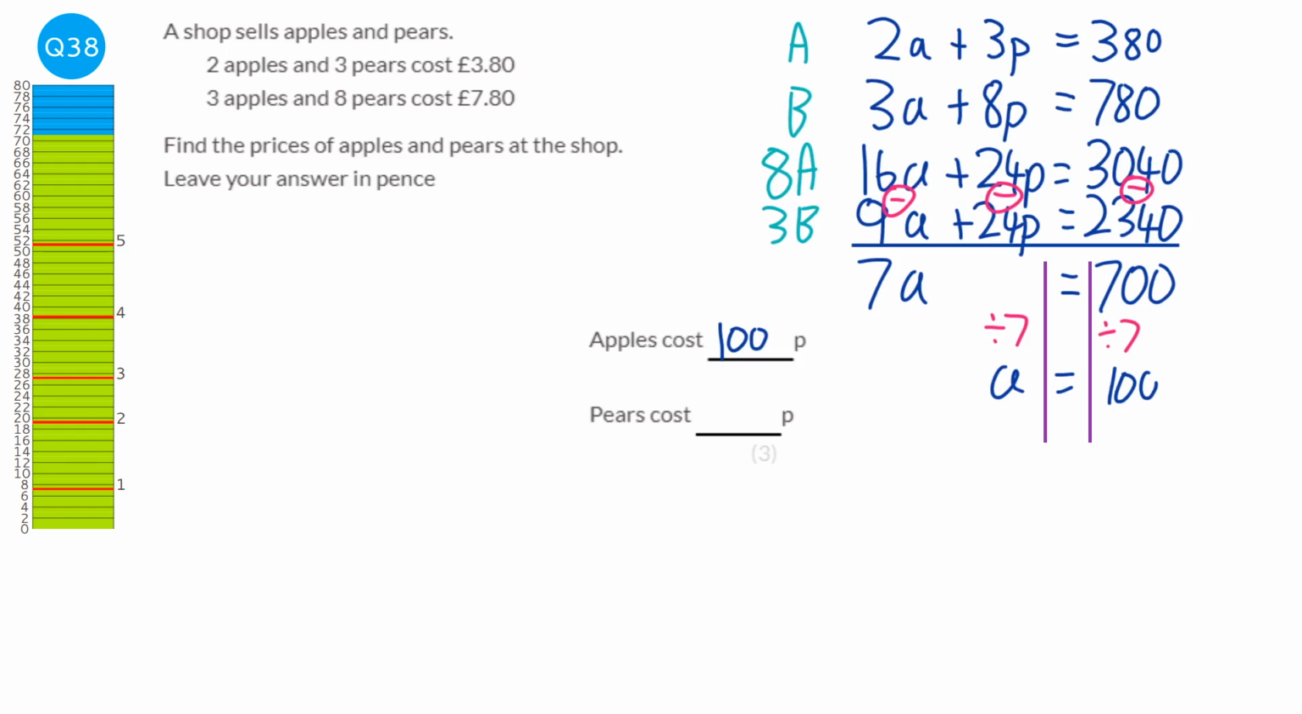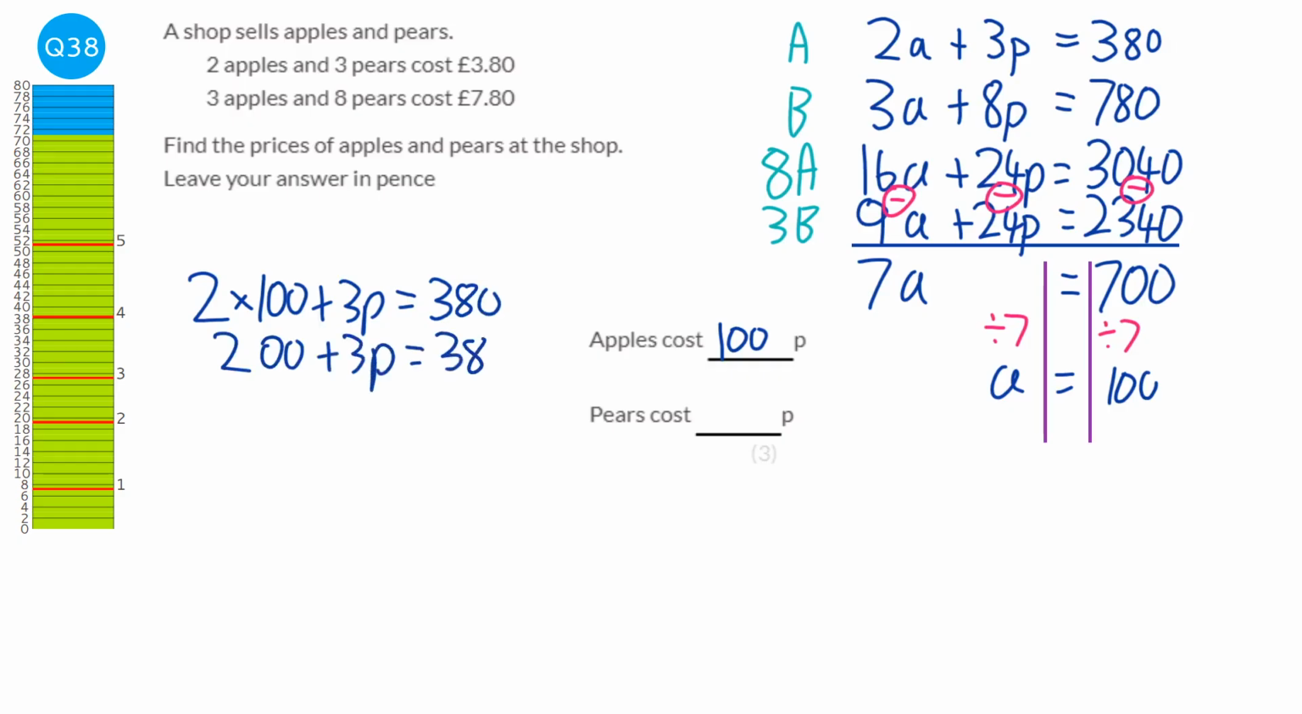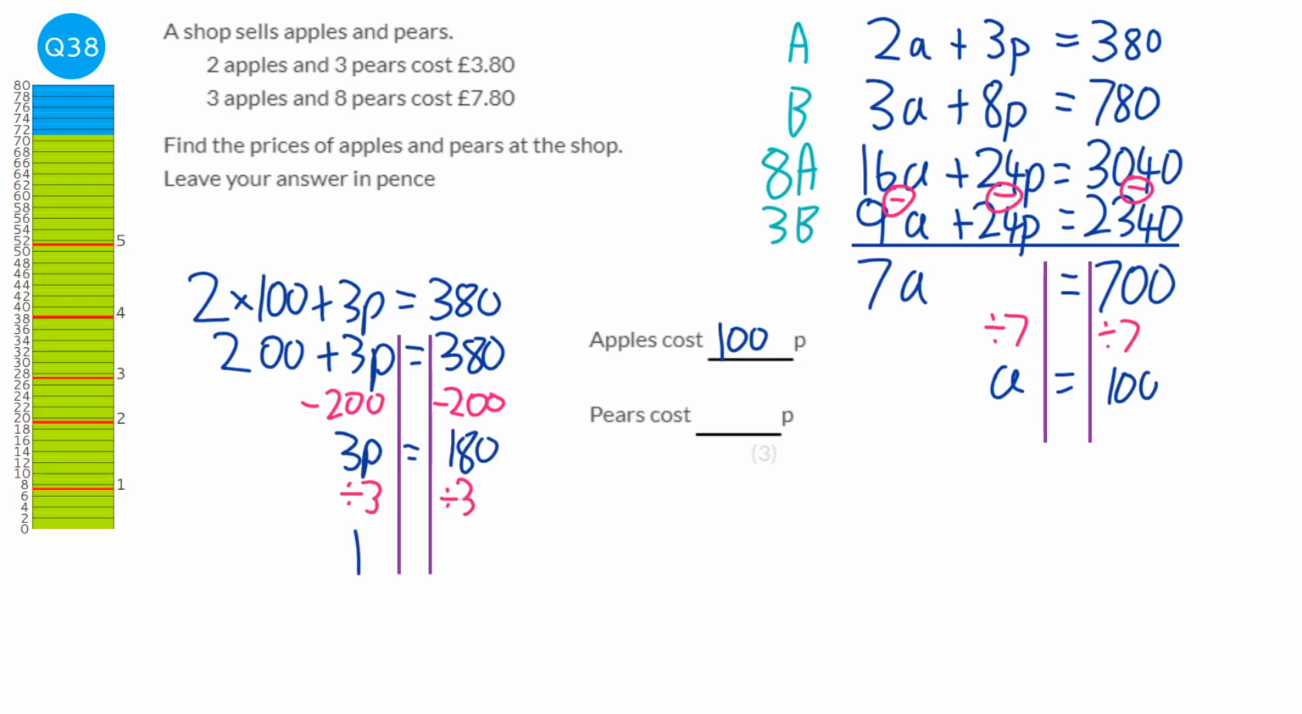We need to work out what pears cost. So I just need to pick one of the equations. I'm just going to pick this top one here, and I'm going to write it out. But instead of a, we know that a is £1 or 100 pence. So plus 3p equals 380. So that's going to be 200 plus 3p is 380. And then again, I'm just going to draw my lines down. And we're going to subtract 200 from both sides. So it's going to be 3p equals 180. And then we're going to just divide by 3 both sides. And we've got p equals 60. So a pear costs 60.